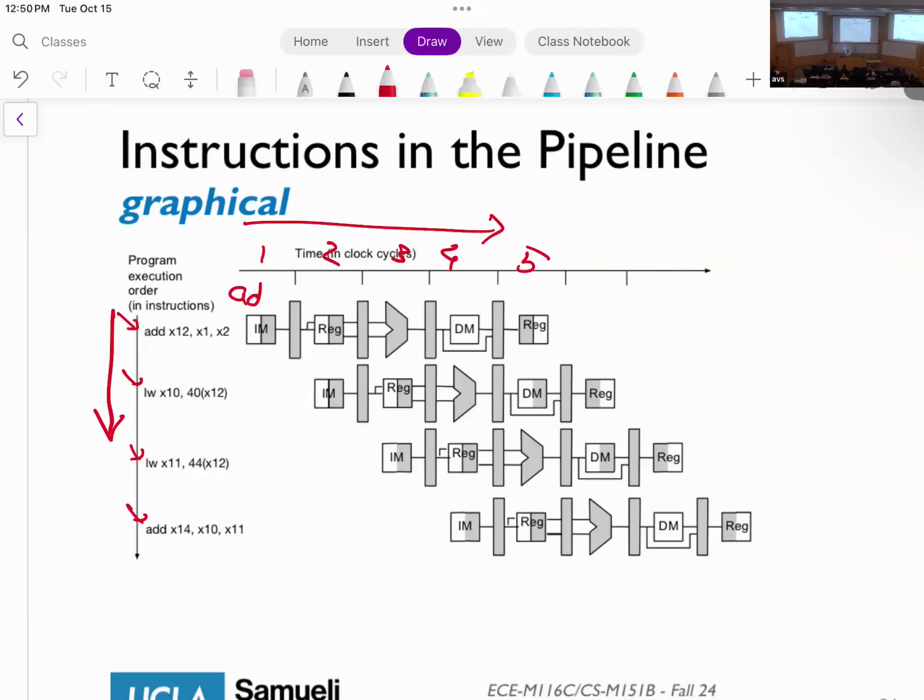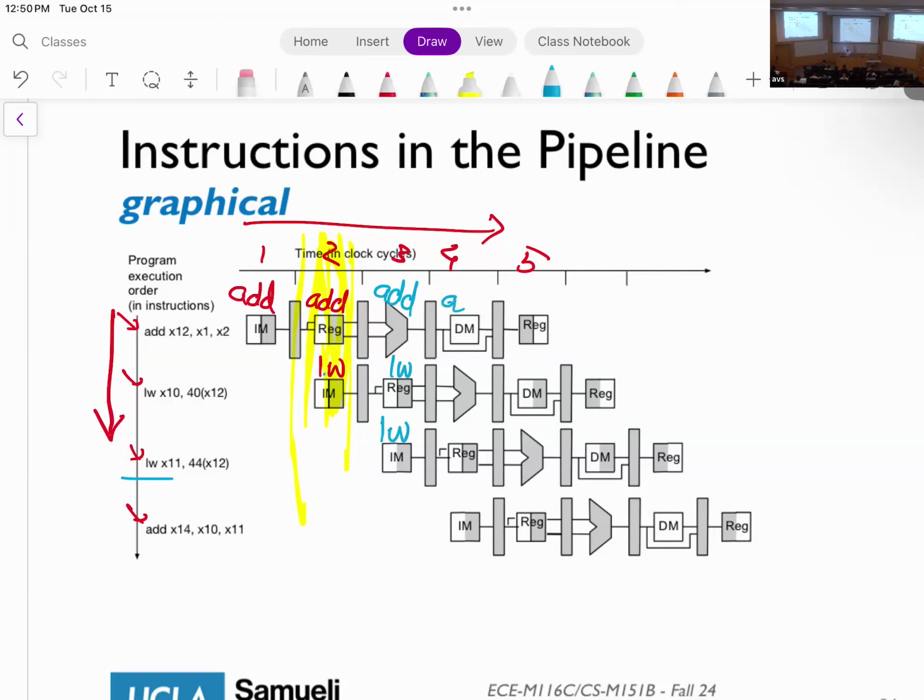So my add goes into the first cycle into the instruction fetch. Then in the next cycle, my add goes here. Then I can bring my load word here. So if I just look at my second cycle, I'll see that there is an add in the decode stage and there is a load word in the fetch stage. Then in the third cycle, my add goes here, my load word goes into the decode stage, and this other load word comes here.